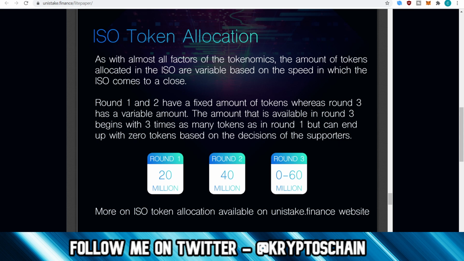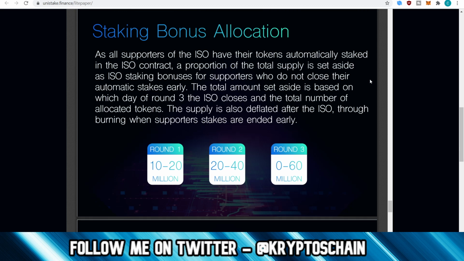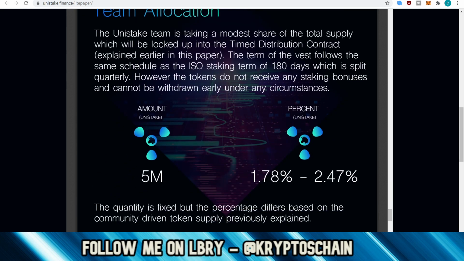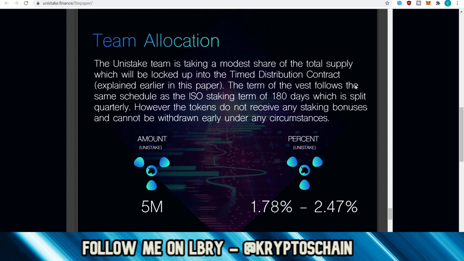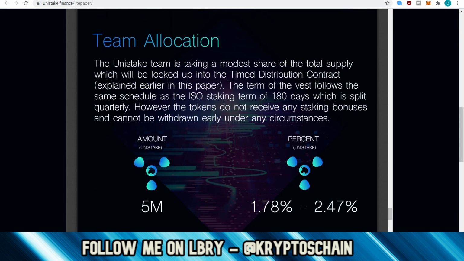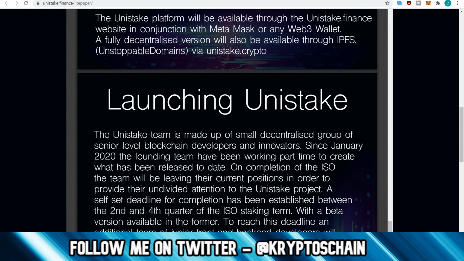So here we could see how it actually worked, how the token allocation happens, and the staking bonus allocation. So this is interesting. Even their light paper has a really nice design and a very well explained structure here. So we can see what the Unistake team are holding and so on here. So yeah, do have a read through this light paper, by the way.